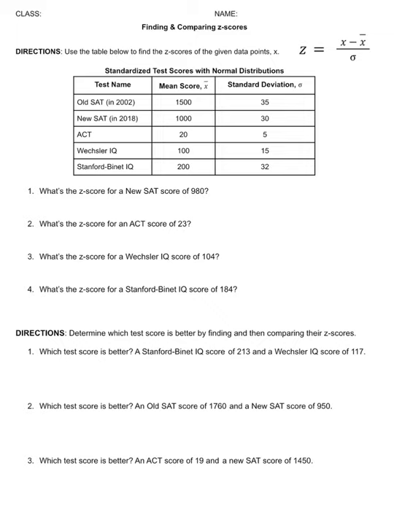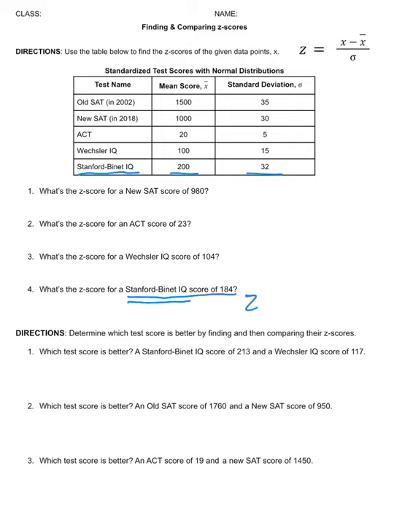What that means is that each of the values right here is gonna be our x in this formula up here. So let's go ahead and do number 4 on the top. We want to know what's the z-score for a Stanford Binet IQ score of 184. All right, so I'm going to look at the Stanford Binet IQ row. My mean score is 200, my standard deviation is 32.